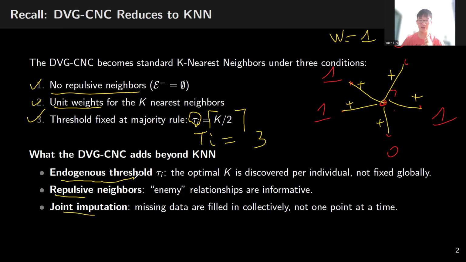And the third point is joint imputation. Why joint imputation? Because KNN does this separately. You look at each missing point, and for each missing point, you only look at the discovered neighbors. But our voting game model treats all these missing points in one go, at the same time. So it has more interaction between those missing points. And this last point is the most important aspect of this application. So let's go to the next slide.